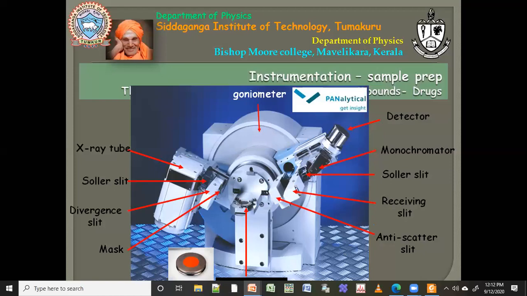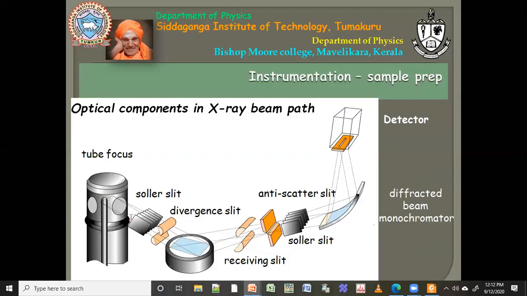Next, I'm just showing the individual parts. This is your X-ray tube. X-rays are coming from your X-ray tube and are going to fall on the sample. And then what happens is it is diffracted.